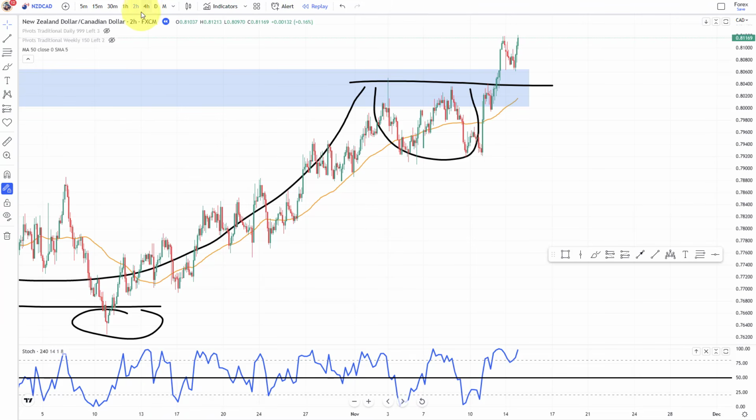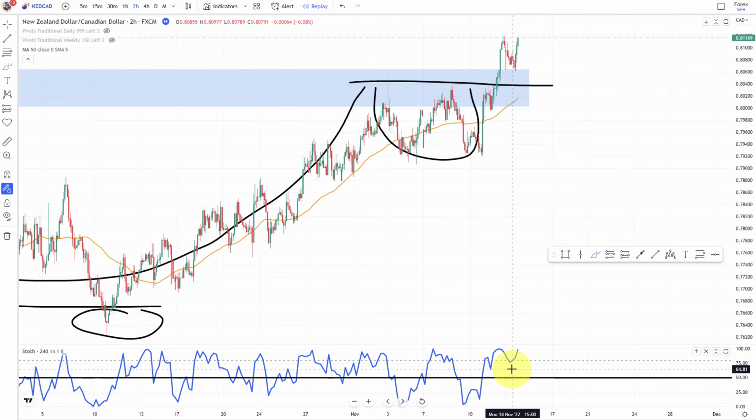What I'm doing here is that we are on the 2-hour time frame and I'm using the 4-hour stochastic with the default settings. One thing that we do is we look for bullish opportunities as long as the stochastic is above 50. Another thing that we could do is wait for the market to pull back right into the 50 level and then look for pullback opportunities also in the bullish trend direction.